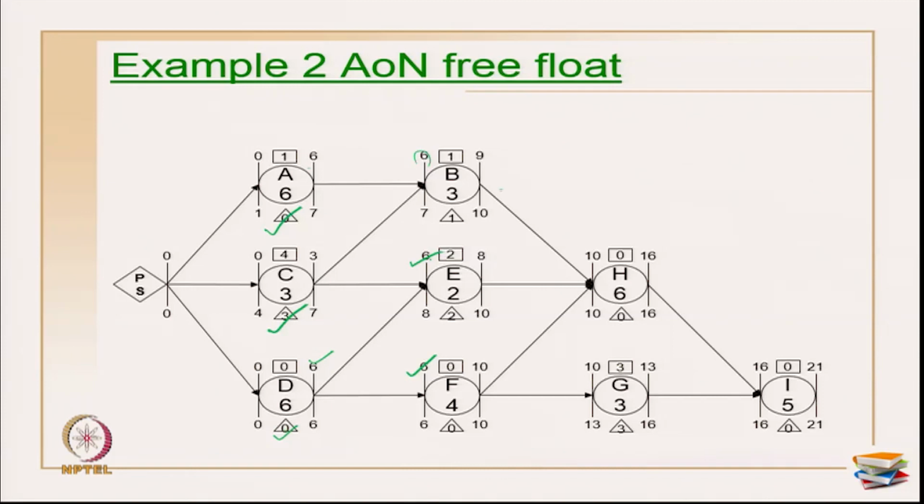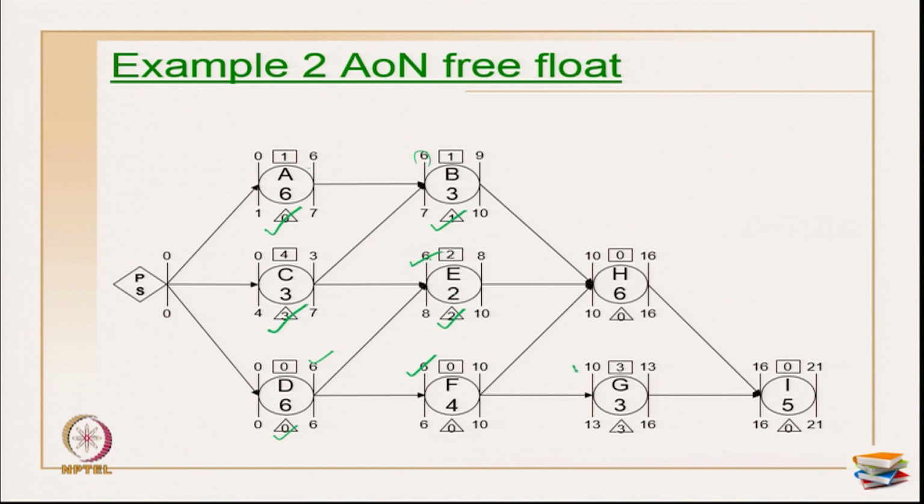Okay. Now, for activity B again I have only one successor. So, this is 10, 10 minus 9 is 1. For activity E I have again only one successor. So, this is 10 minus 8 is 2 here. So, this is my free float. For activity F I have two successors, the early start is primarily 10. So, this is 10 minus 10. So, this becomes 0. Okay.